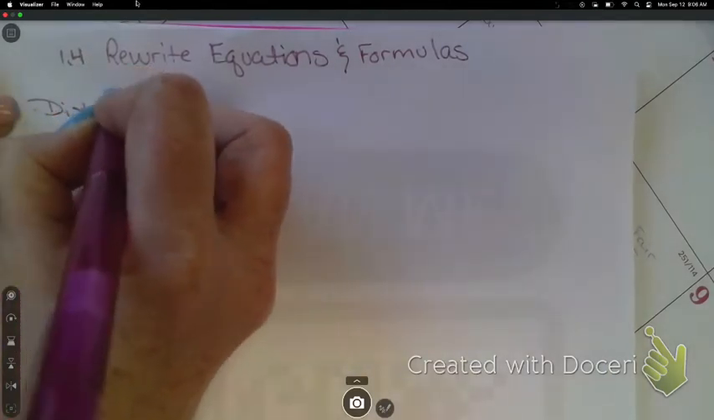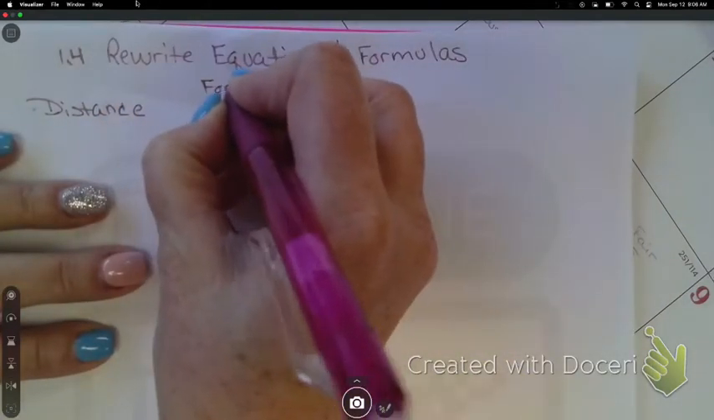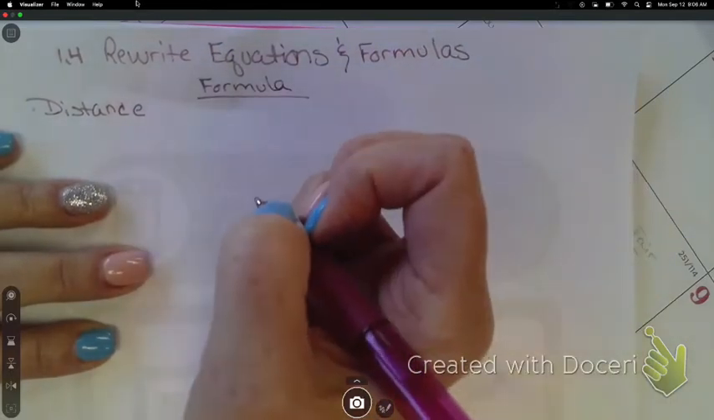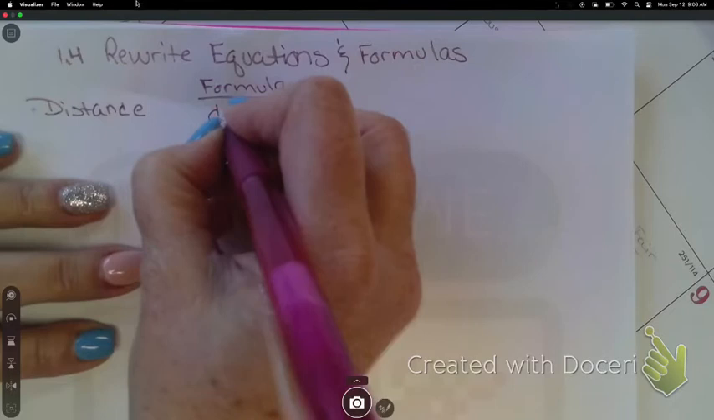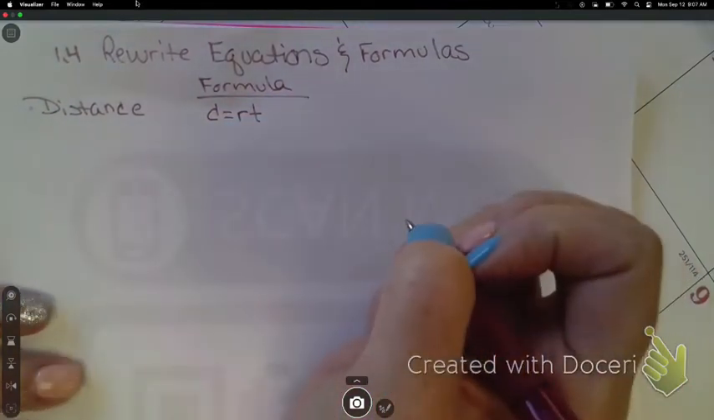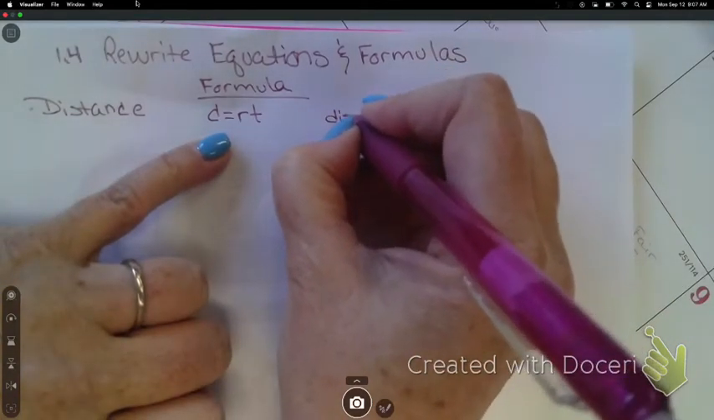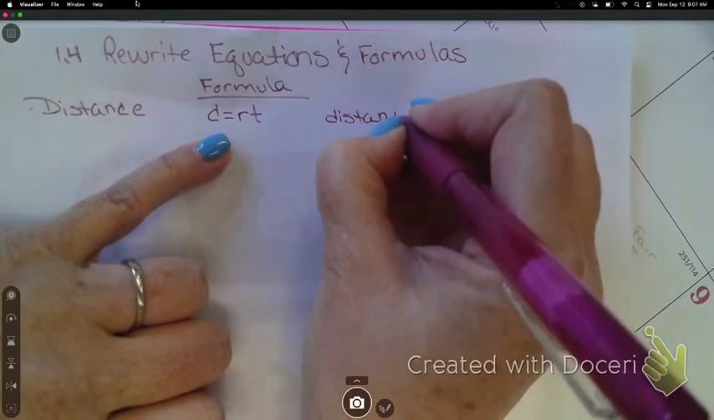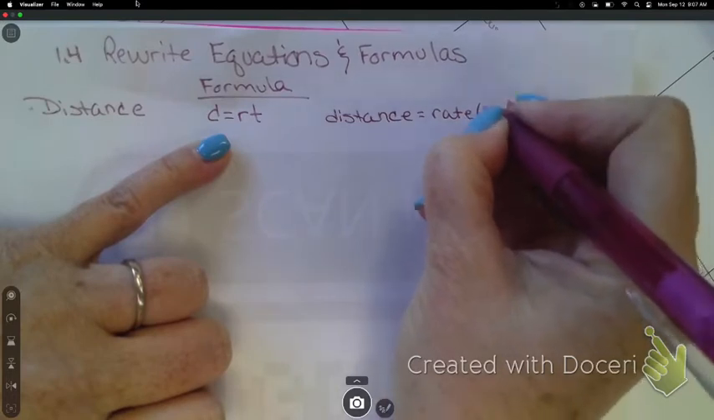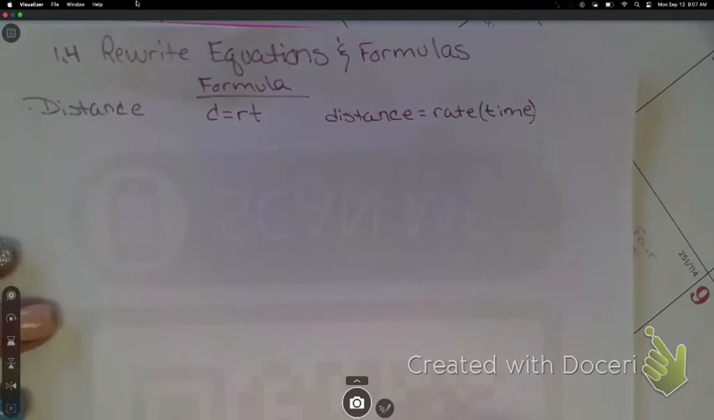What is the distance formula? No one knows the distance formula? Distance equals rate times time. Yes, Mercedes, you did do it last year. Good job. Distance equals rate times time. T is always what, guys? Time.